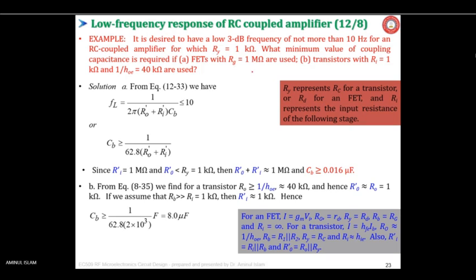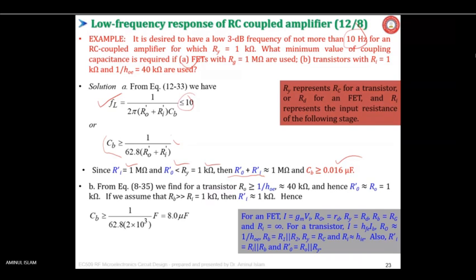For the first one, FETs with Rg equals 1 mega ohm, we have this expression we have just now seen, which should be less than or equal to 10 Hz, since the lower 3 dB frequency is given as 10 Hz. So from this expression, you can write CB greater than or equal to this. Since Ri' is given as 1 mega ohm and Ro' is less than Rd equals 1 kilo ohm, Ro' plus Ri' is almost equal to 1 mega ohm. And we get the value of CB greater than or equal to 0.016 microfarad. Yes, you can calculate this and you get this value.